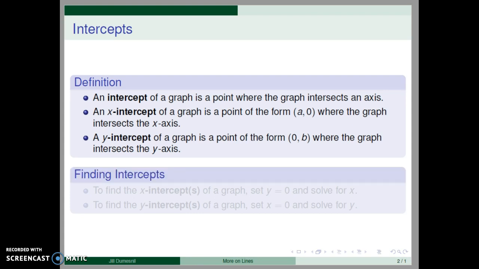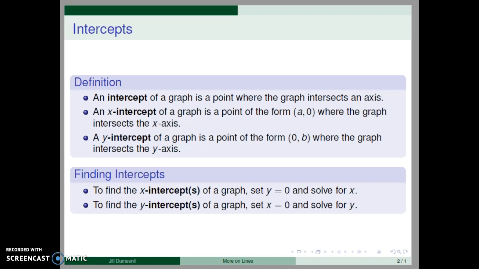We can find the intercepts when we know the equation of the graph. To find the x-intercepts, set y equal to 0 and solve for x. To find the y-intercepts, set x equal to 0 and solve for y.